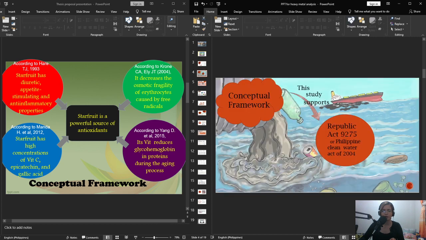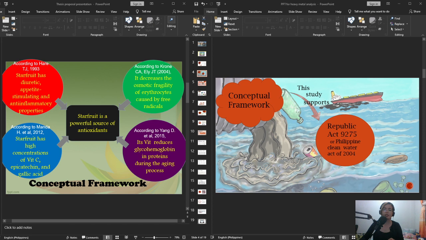We have the conceptual framework. You can make a diagram just like this. These are the different concepts from the different articles that you have read, and these articles will now help you in building your conceptual framework.